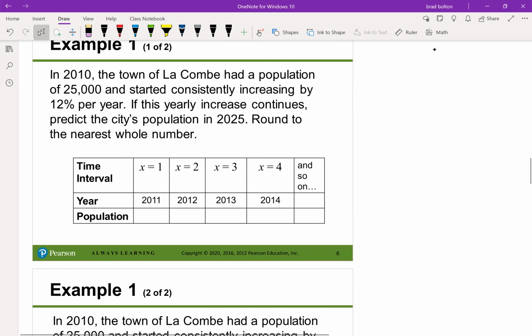It says in 2010, the town of Lacombe had a population of 25,000 and started consistently increasing by 12% per year. You see how it's saying consistently increasing by the same percent per year. That means we get to use our population growth model, our exponential growth. If this yearly increase continues, predict the city's population in 2025, rounding to the nearest whole number. So we just want to fill in this table. We need to find this, this, this, and this.